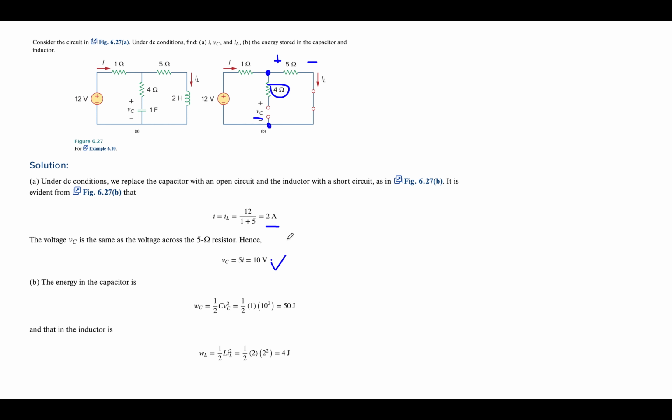The inductor is basically in this loop where we calculated the current to be 2 amps. So the capacitor energy is 1/2 CV squared, giving me 50 joules. The inductor energy is 1/2 Li squared, giving me 4 joules.